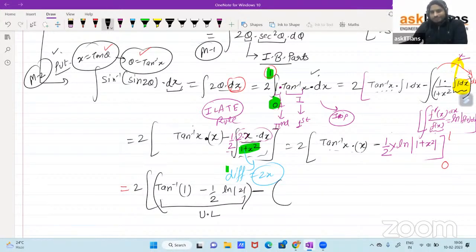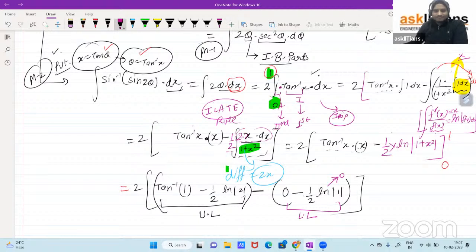the lower limit, which is 0. So 0 into anything, tan inverse 0 doesn't matter now, 0 into anything will be 0. Clear? Minus half ln of 1 plus 0 square, so ln 1 only with the mod over here. Now this ln 1 is 0. Basically this was your lower limit, right? So this whole part becomes 0. 0 minus 0 is 0. The lower limit part is 0.